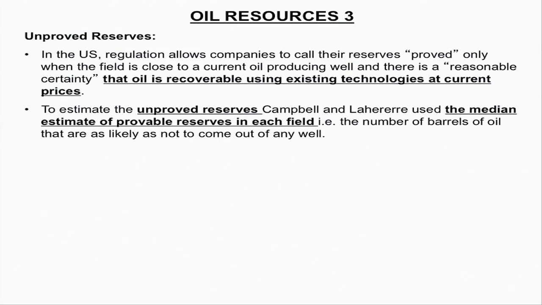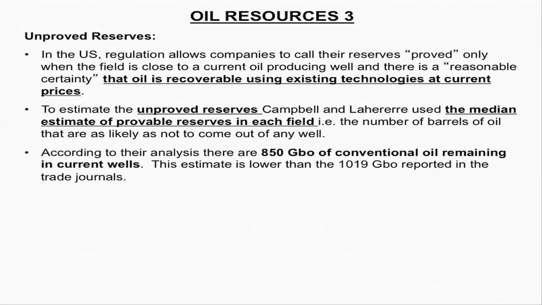Now, to estimate the unproved reserves, Campbell and Laherrère used the median estimate of provable reserves in each field. Remember, the geology surveys would give a range of estimates. So what they did was they took the median value. In other words, that's the number of barrels of oil that are likely as not to be able to be extracted out of a particular well.